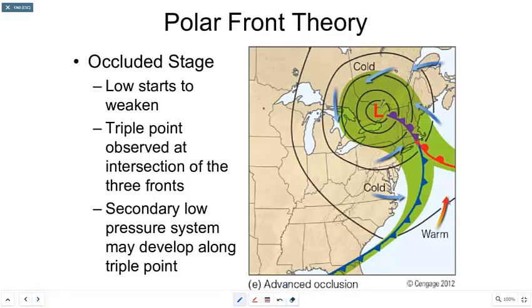So we have the occlusion, the cold front, and the warm front, so that's what we call the triple point right at that location. A secondary low could develop on that particular spot as this particular low decreases in intensity. So why is it decreasing in intensity?